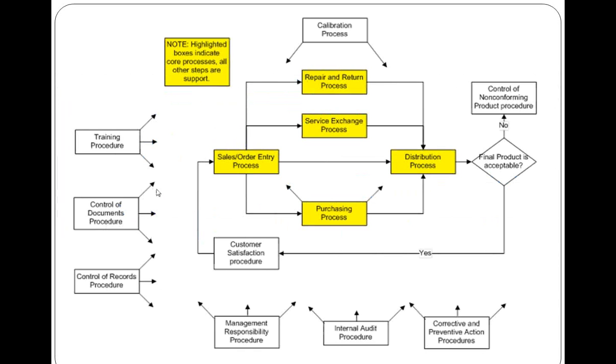Here's one additional model. In this case, they've chosen to use highlighting to highlight what the core processes are. In this case, there are 5 of them, and the idea is that the rest of these items here can be collectively viewed as support.